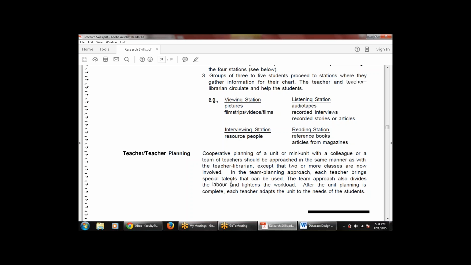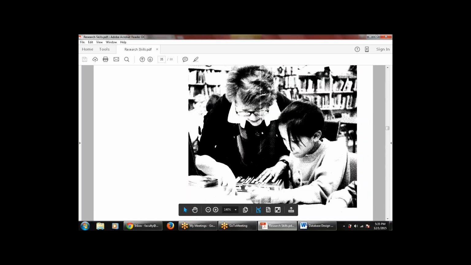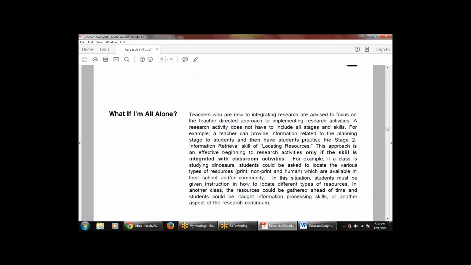After the team planning approach, each teacher adapts a unit to the needs of the students. That means first the teacher planning is carried out, with care taken over the various ideas and proper planning. After that the teacher demonstrates the concepts, and then adapts the unit to the needs of the students. This is one of the important pictures showing that the teacher will guide the student in how to make the concept. What if I am alone?